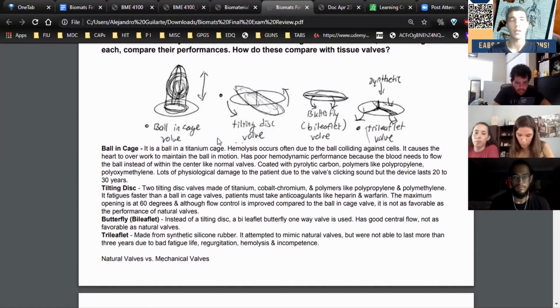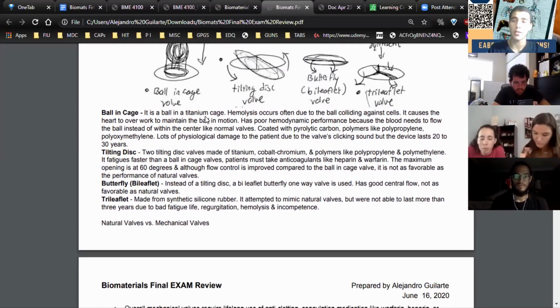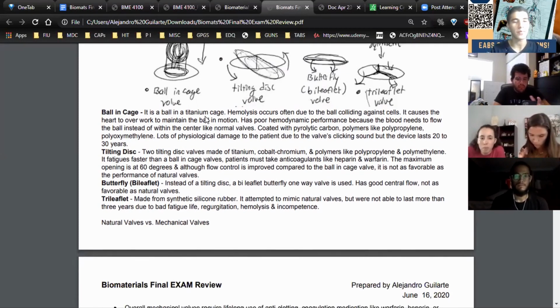Some setbacks with this is that it actually causes psychological damage to the user that might need treatment because of the clicking sound. So this thing actually clicks in your chest cavity and you can hear it. Also, it makes the heart work much more than it needs to because the heart needs to work to push the blood through the ball. Also, there's no central flow of blood, so the blood needs to go around the ball, making the heart work more. The good thing about it is it actually lasts a long time. If you live that long, 20, 30 years, so that's a lot of time.